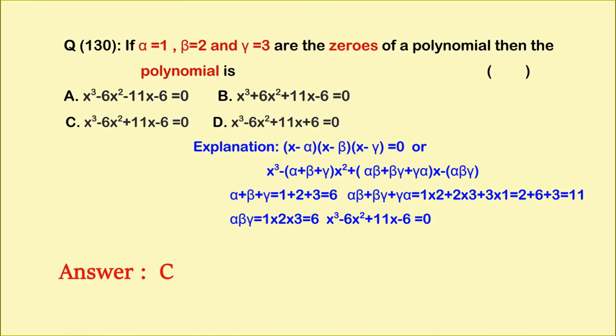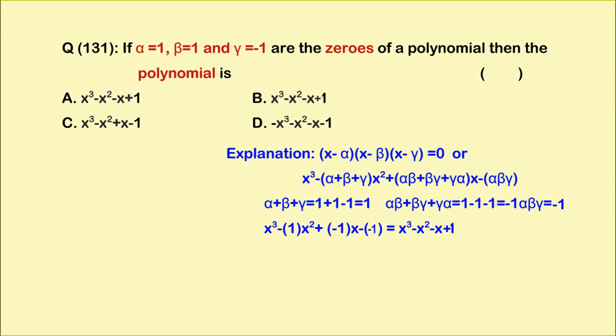So C is the right answer. Question number 131. If alpha is equal to 1, beta is equal to 1 and gamma is equal to minus 1 are the zeros of the polynomial, then the polynomial is.